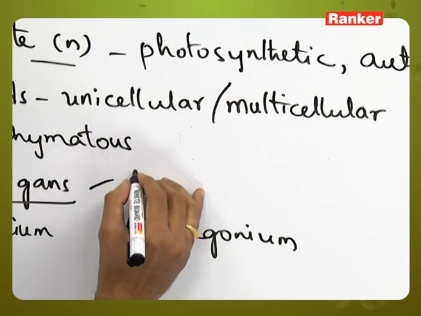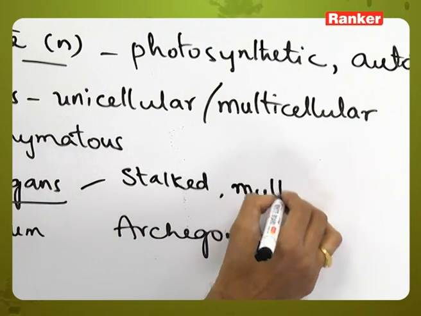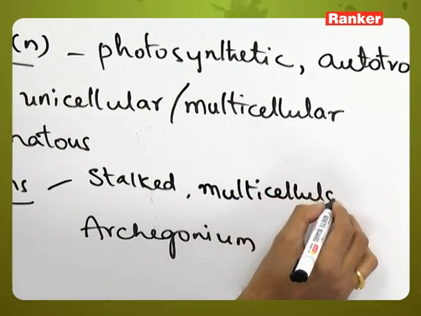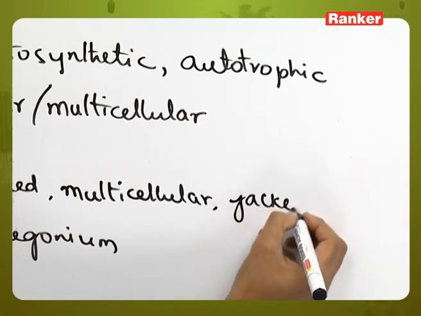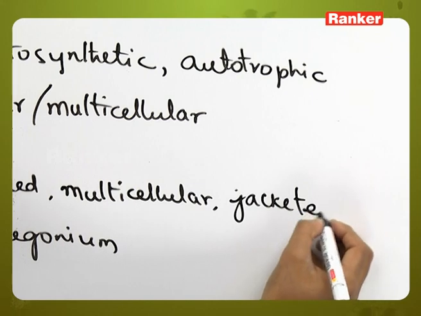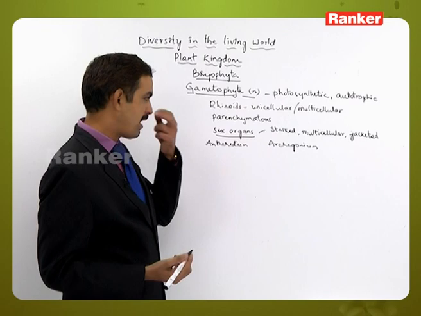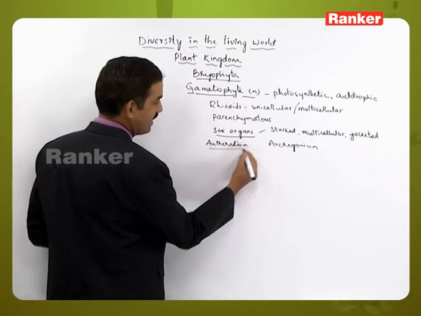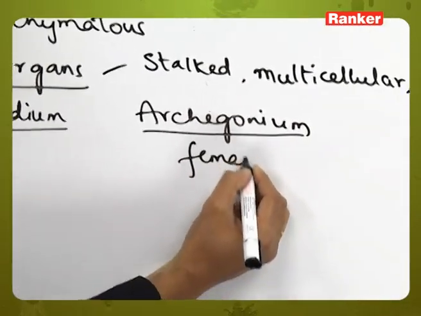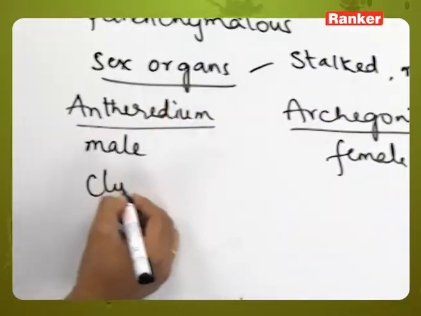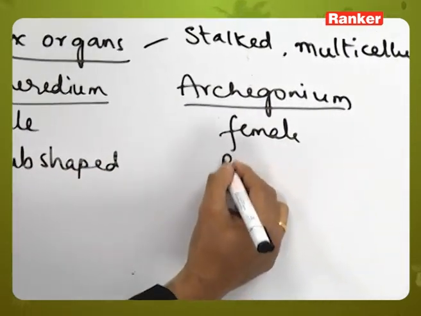Here the sex organs are stalked, that means they have a stalk, and multicellular, they are made up of many cells, and they have a protective sheet around them that is called the jacket. So, the sex organs are jacketed. Sex organs are stalked, multicellular and jacketed. The male reproductive organ is called the antheridium and the female is called the archegonium. Generally the antheridium will be club shaped, whereas the archegonium is flask shaped.